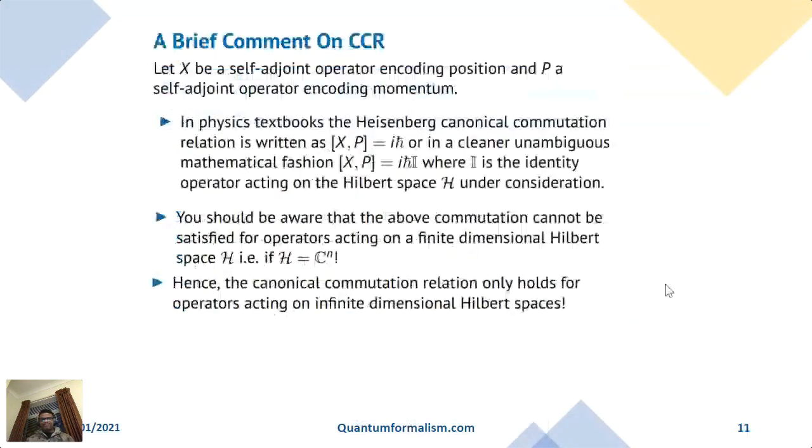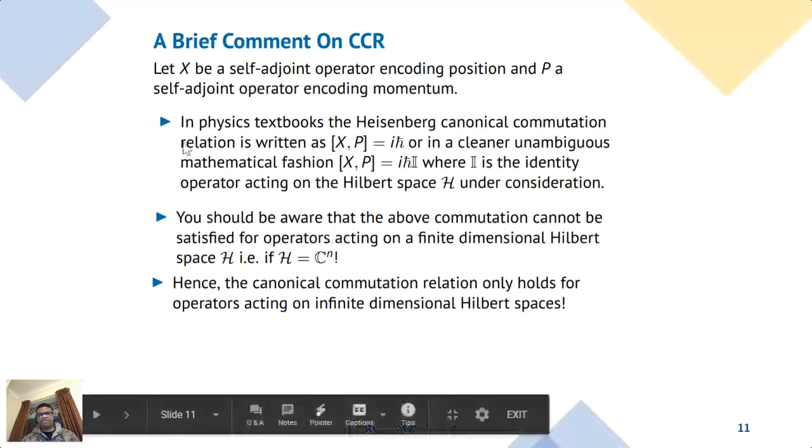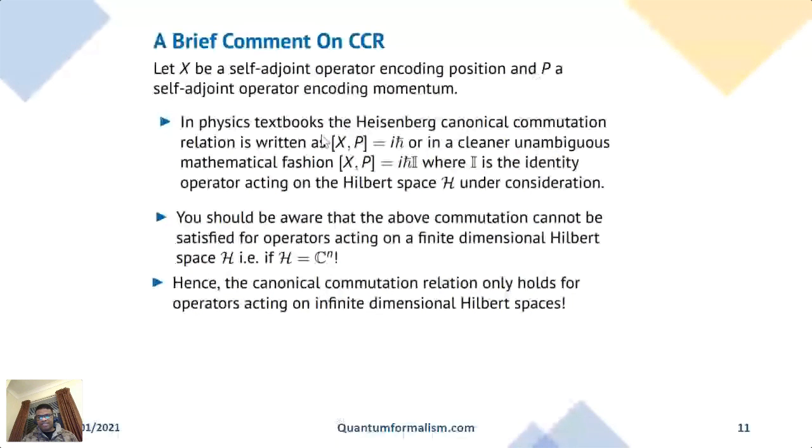Another thing, I didn't want to hit you with this technical detail, but since we are talking about commutators, I thought it's very important for you to at least see this. In most physics textbooks, X is an operator encoding position and P encodes the momentum. The canonical commutation relation is normally given like this, but more precisely, it's this. The physicists ignore the i, so they write this. So it's a bit confusing.